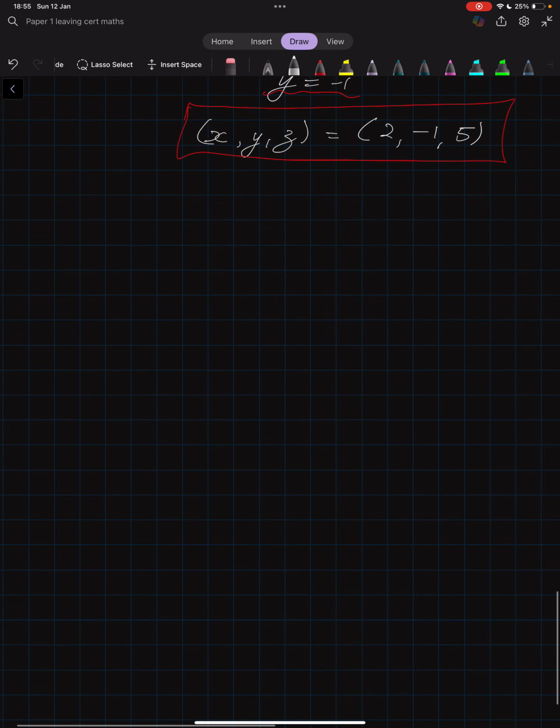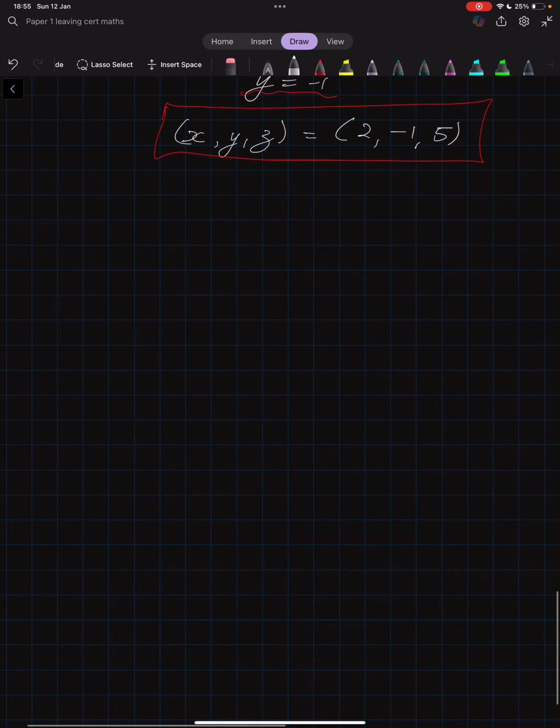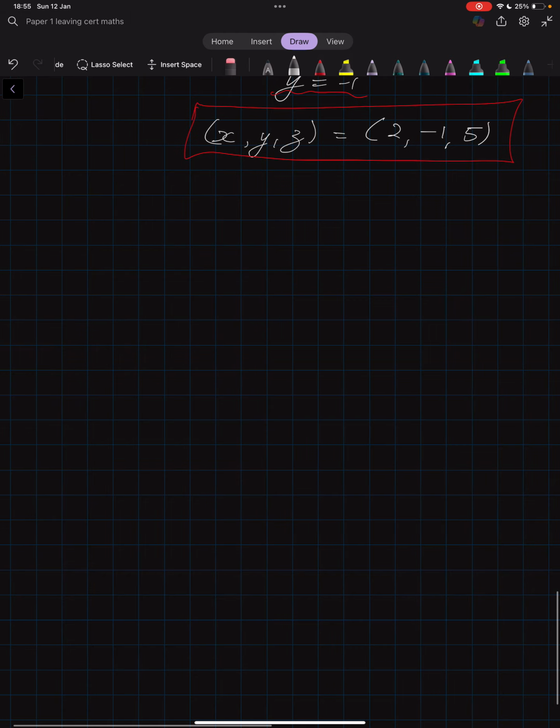Okay, so another one we can do is something like, we can solve x plus y plus z equals 5, 2x minus y plus 3z equals 3, and 3x plus 2y minus 5z equals 21.